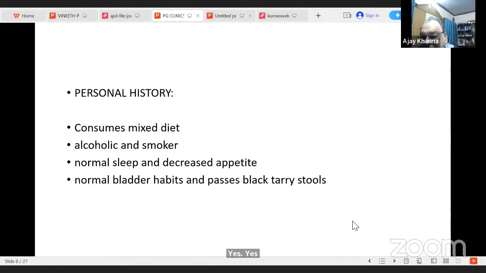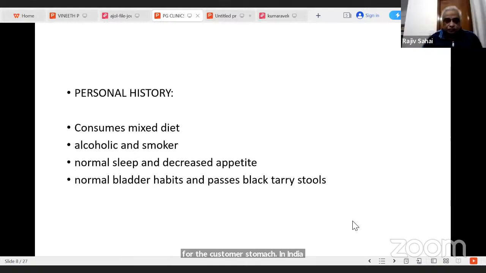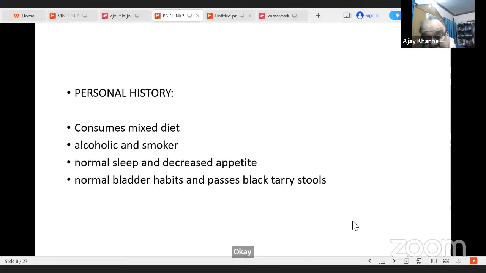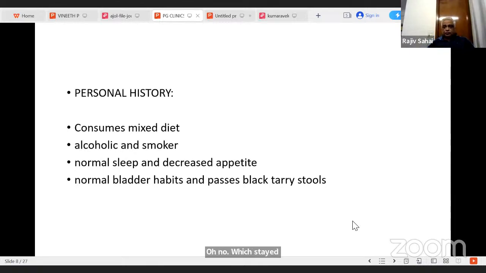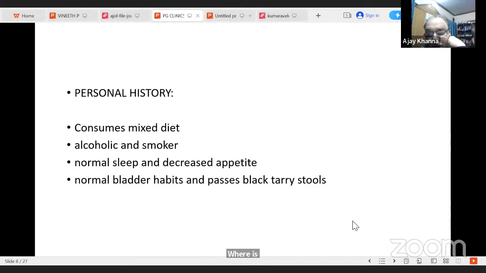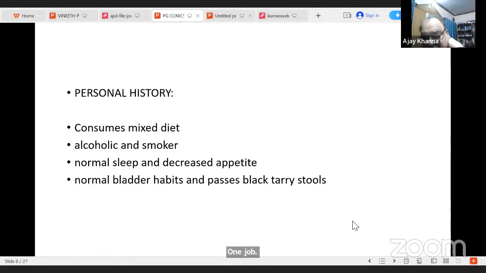Okay. In India, where is the commonest region for carcinoma stomach? Which state has the maximum carcinoma stomach in India? Punjab belt, sir. No. It's Mizoram. Okay. And then Tamil Nadu. So these are two states which have the maximum incidence in India.